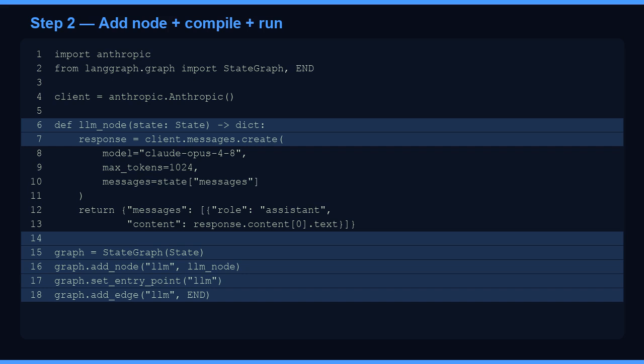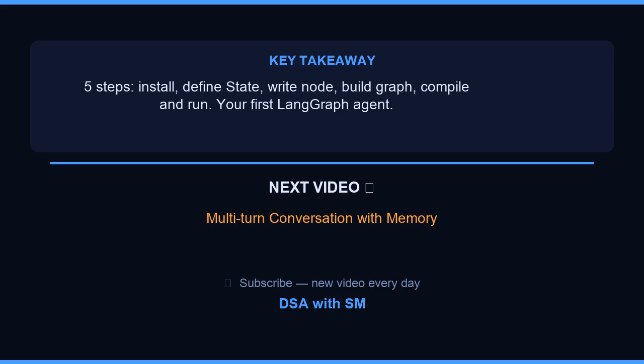Step 3. Build the graph. Create a StateGraph, add the node, set the entry point, compile. Step 4. Run it. Call app.invoke with your initial message. That's it. You just built your first LangGraph agent. The output shows Claude's response, wrapped in your state object.